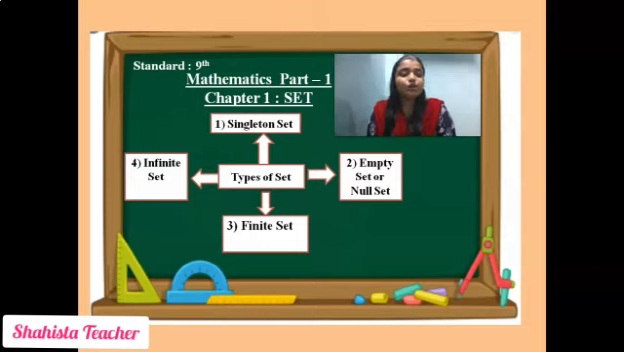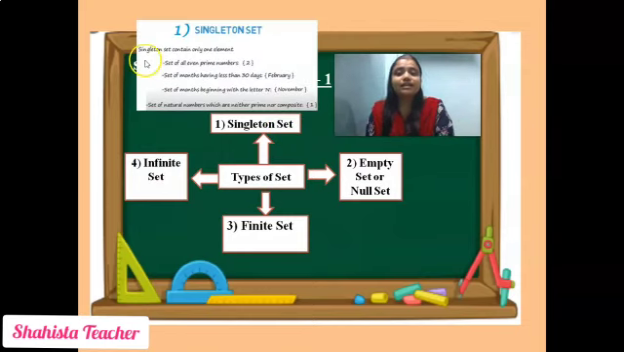Now students, one by one we will see examples of all the 4 sets. So first example is singleton set. Now concentrate here, singleton set. Singleton set contains only one element. Set of all even prime numbers. When I say even number, even numbers are those numbers which are divisible by 2. For example, 2, 4, 6, 8, 10, 12, 14 and so on. Those numbers are known as even numbers.